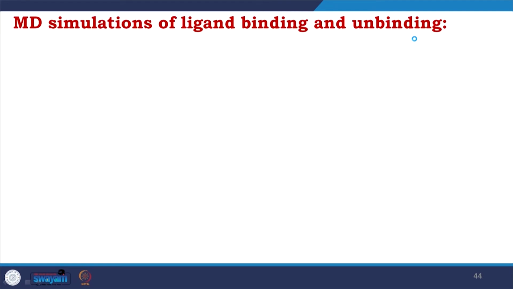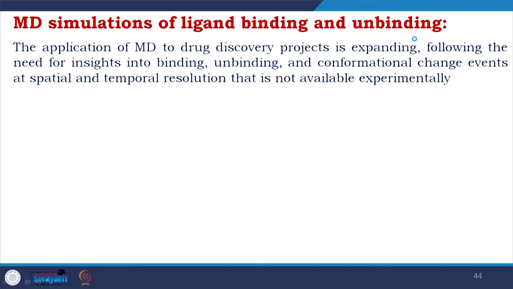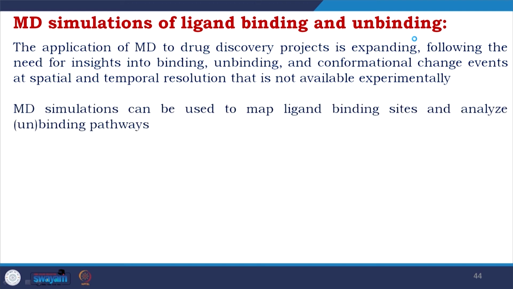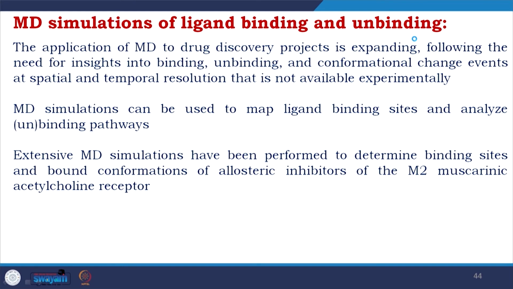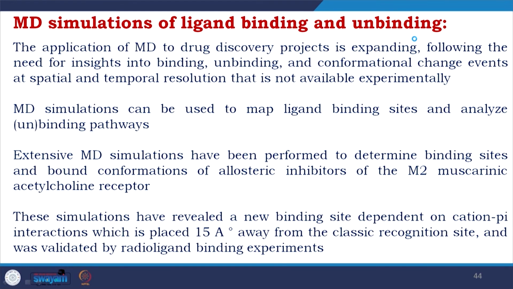MD simulation of ligand binding and unbinding. The application of MD to drug discovery projects is expanding following the need for insights into binding, unbinding and conformational change events at spatial and temporal resolution that is not available experimentally. MD simulations can be used to map ligand binding sites and analyze unbinding pathways. Extensive MD simulations have been performed to determine binding sites and bound conformation of allosteric inhibitors of the M2 muscarinic acetylcholine receptor. These simulations have revealed a new binding site dependent on cation pi interactions, which is placed 15 angstrom away from the classic recognition site and was validated by radioligand binding experiments.